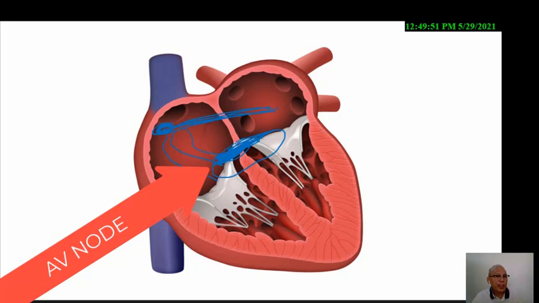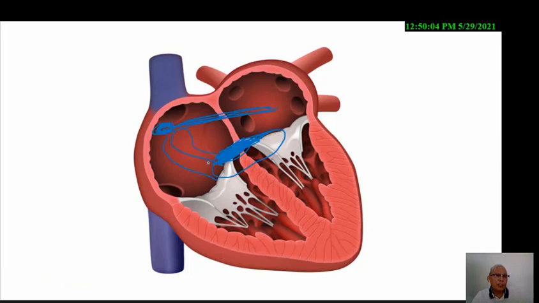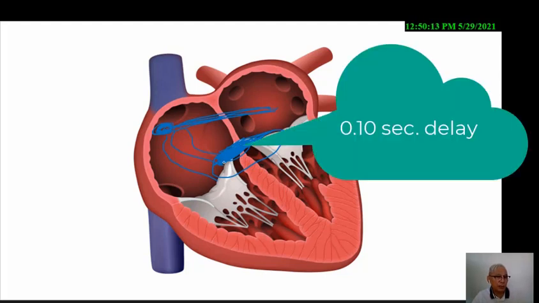This particular area that I'm shading right now is what is known as the AV node, also known as the AV junction. And this AV node has a particular characteristic in the sense that it is able to slow down the velocity or the movement of electrical current through it. It delays electrical impulses by around 0.10 seconds. And this is a very, very important concept.